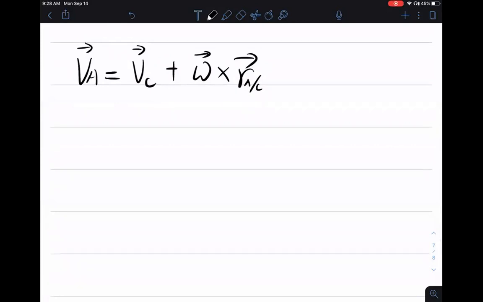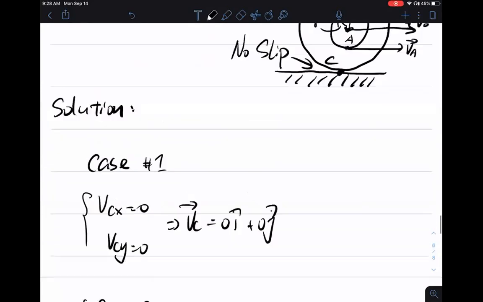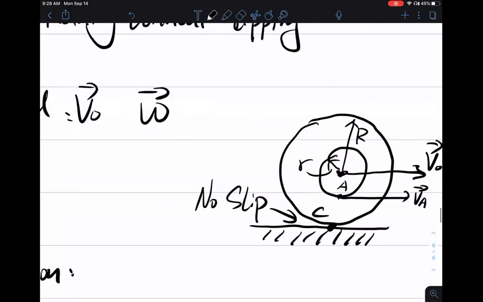First, let's look at RA/C. What is RA/C? RA/C, it's a vector starting from C pointing to A. So it would be that vector there, straight up from point C. This is RA/C.